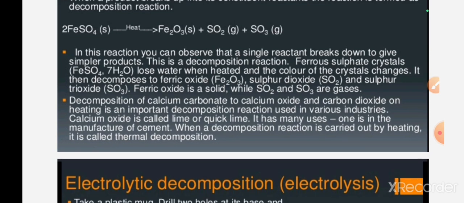Decomposition of calcium carbonate into calcium oxide and carbon dioxide on heating is an important decomposition reaction used in various industries. Calcium oxide is called lime or quick lime. It has many uses, one is in the manufacture of cement. While a decomposition reaction is carried out by heating, it is called thermal decomposition.